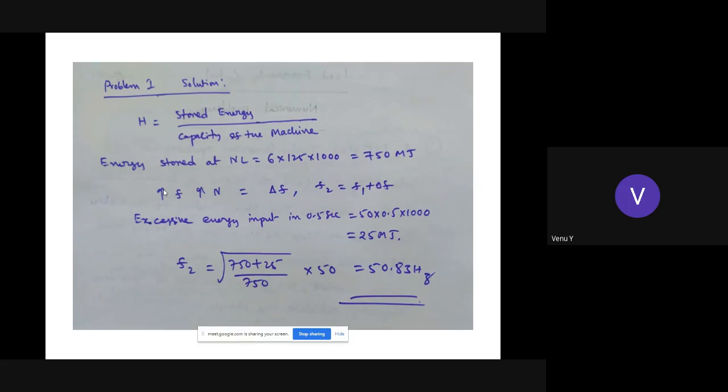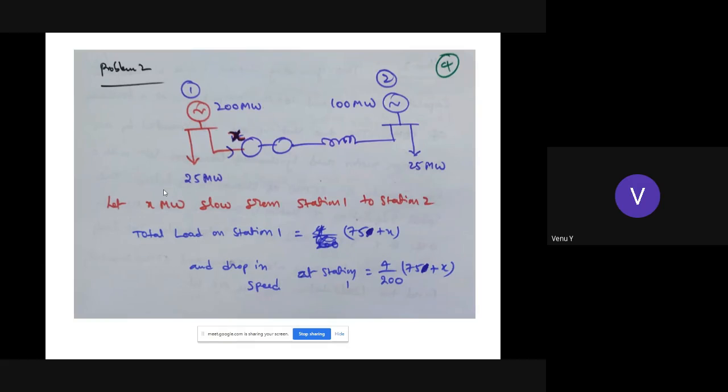So this is question number 1, problem number 1. This is very important. They can twist the question in the examinations, so read properly and practice more problems. Now coming to the second question.